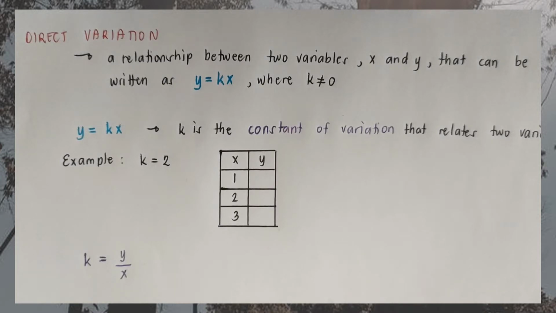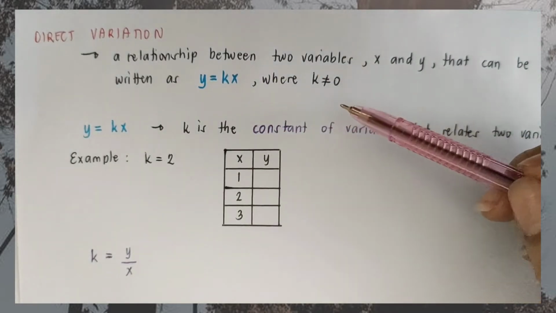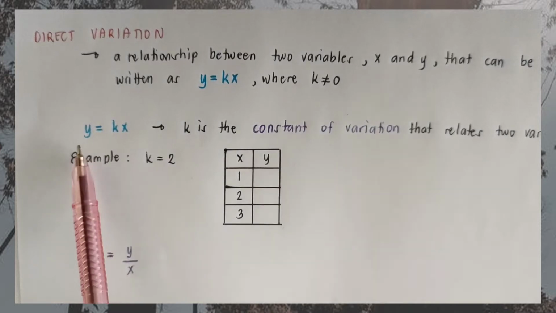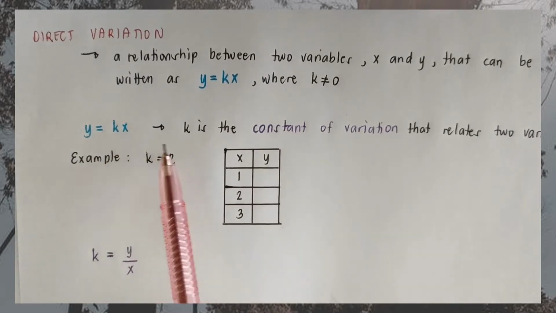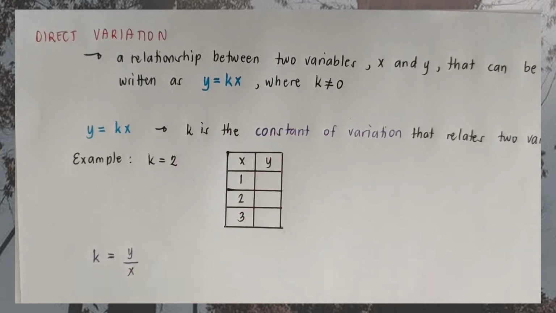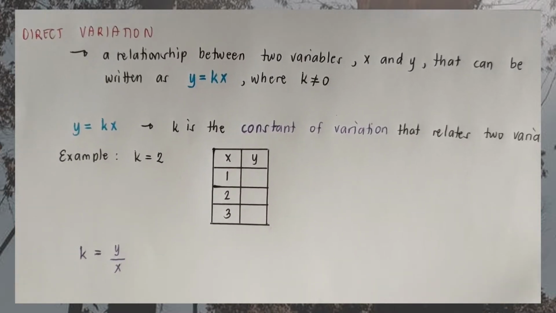Good day everyone. Today I will be discussing the first type of variation, which is the direct variation. When we say direct variation, it is a relationship between two variables, x and y, that can be written as y is equal to kx, wherein your k must not be equal to 0. And remember also that in our equation, y is equal to kx, k here is the constant of variation that relates the two variables.